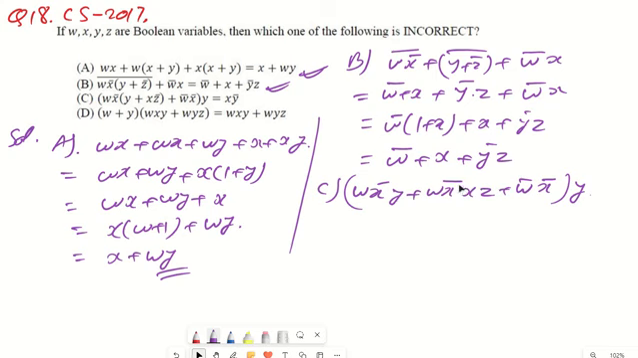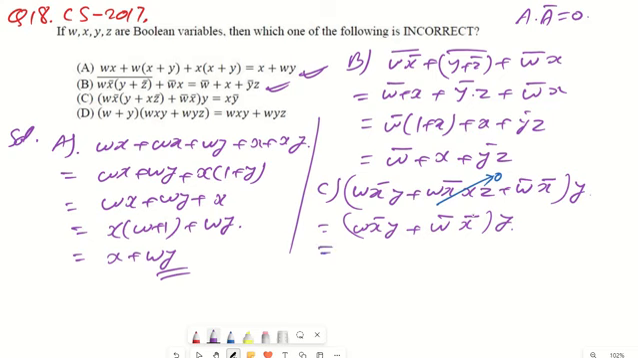As you can see, one of the terms is having x bar x. So x bar x is nothing but 0, because you know that a into a bar is 0. So the second term can be cancelled with 0. Understood? So 0 plus anything is that same other thing. So I am going to get wx bar y plus w bar x bar into y. Got it?